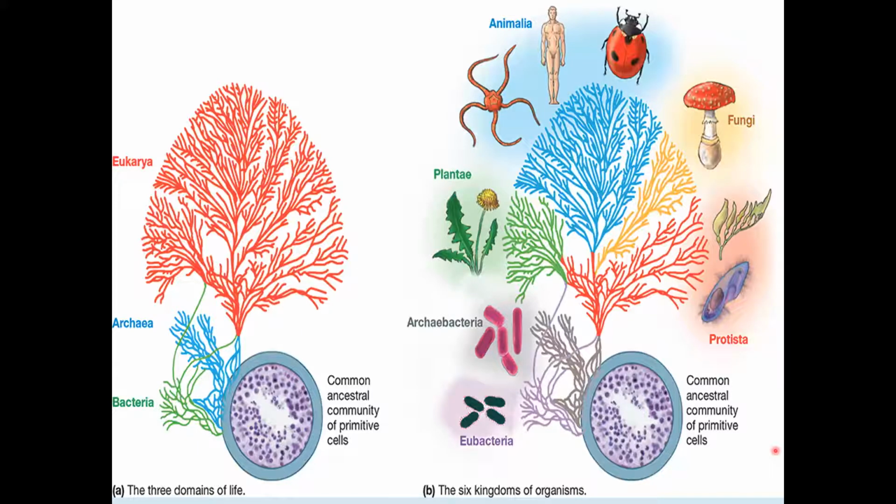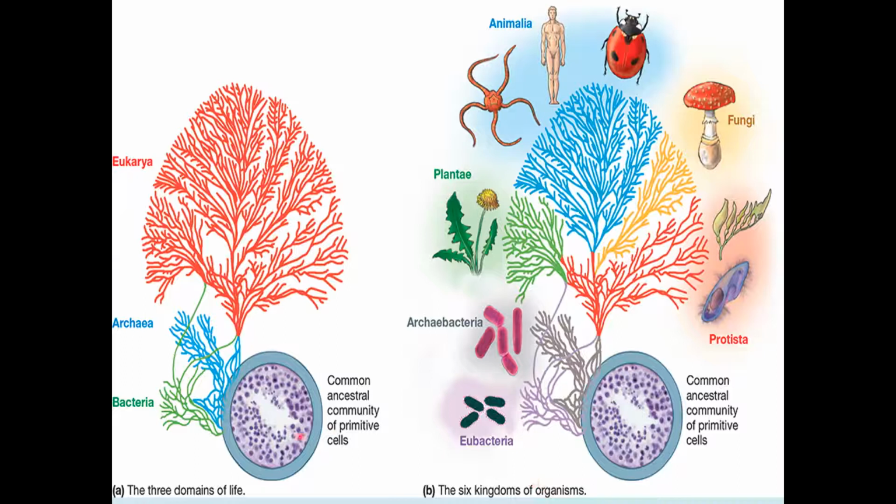All living organisms are categorized into three domains of life: bacteria, archaea, and eukarya. These three domains can be split into six kingdoms of life.